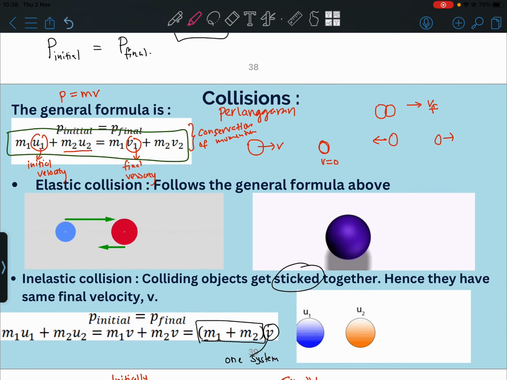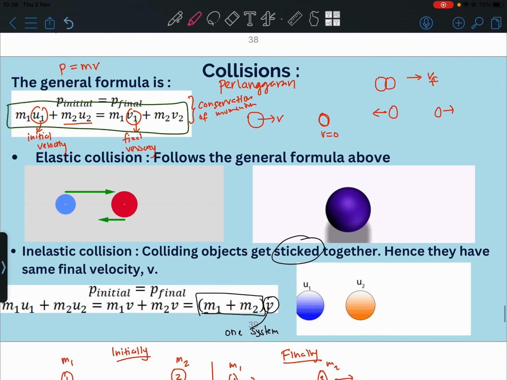Okay, collision. Collision is just pelanggaran. When you have two particles, two or more, but usually two for your syllabus, they will be moving at certain velocities, and they will hit or collide with each other. So that's collision basically. The collision has to do with the conservation of momentum.